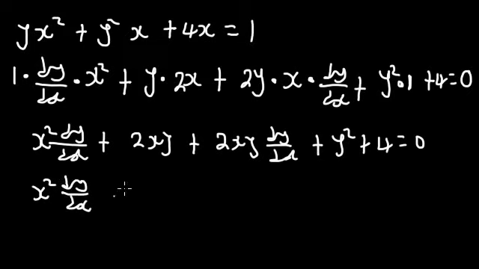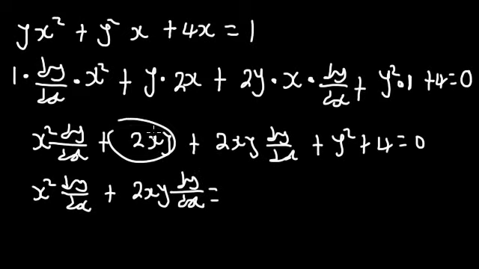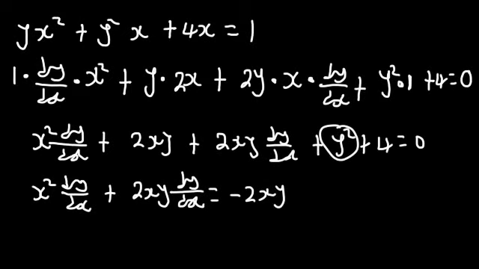So we are just trying to isolate dy/dx. Plus 2xy dy/dx equals... so when positive 2x comes to this side, it becomes negative 2x, negative 2xy. When this comes, negative y squared, negative y squared. When this comes, negative 4.